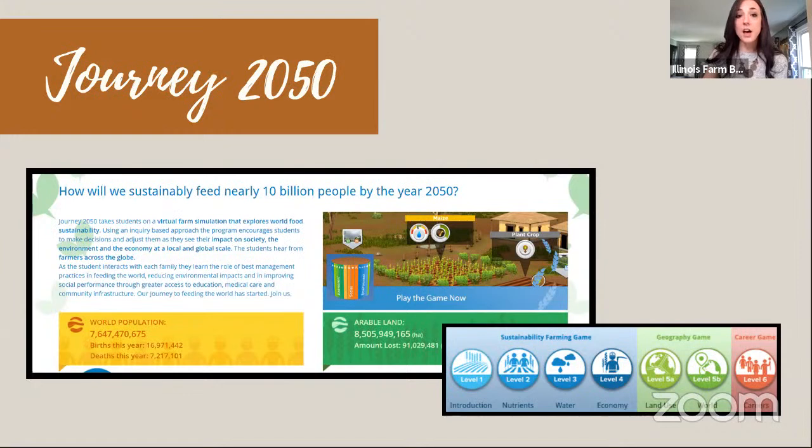It's a virtual farm simulation game, and it's just exploring world food and sustainability. So the goal is, how are we going to sustainably feed 10 billion people by 2050? Your students go through 7 different levels. They're each about an hour. And it's talking about you as a farmer: how are you going to have economic sustainability? How are you sustaining your crop? With all these different things. It's a really cool, eye-opening experience for your students and you, and it's free. So please check that out. It's a really cool resource.